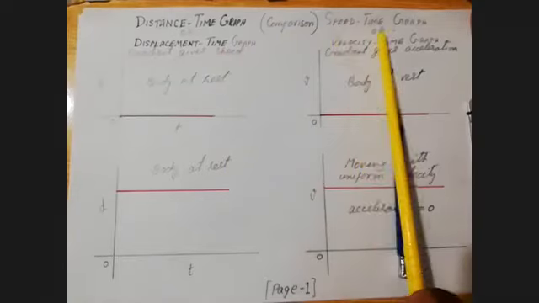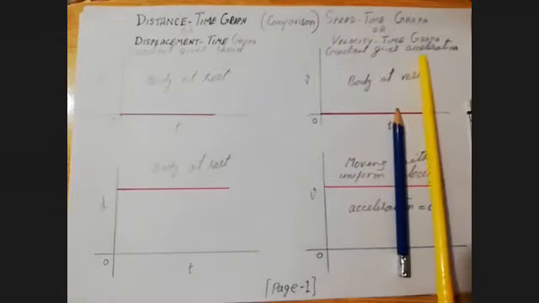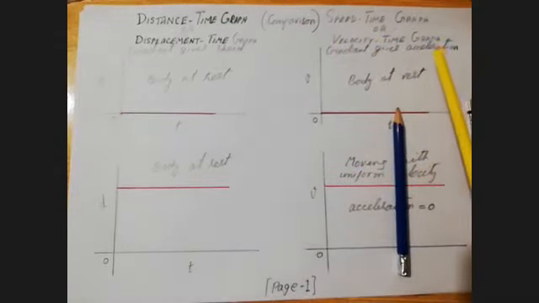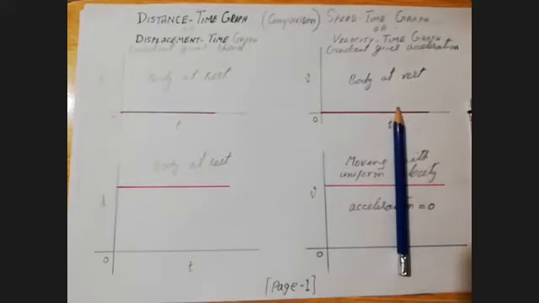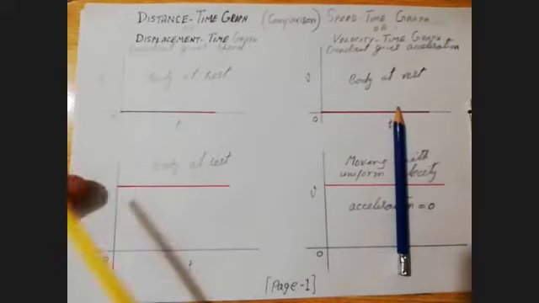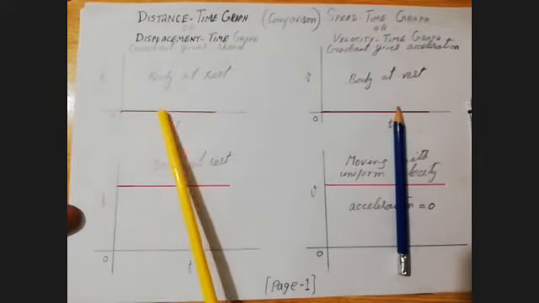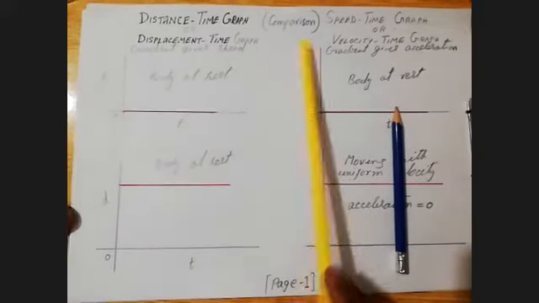Here you can see that I have given you the distance time graph or displacement time graph, and here it is the speed time graph or the velocity time graph. I have already told you that while discussing the graphs, there may not be too many differences between them. First of all, I'm going to compare these two graphs.